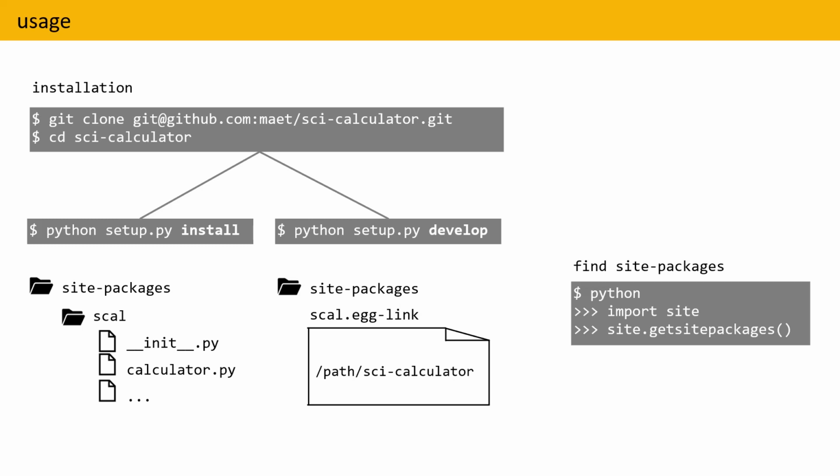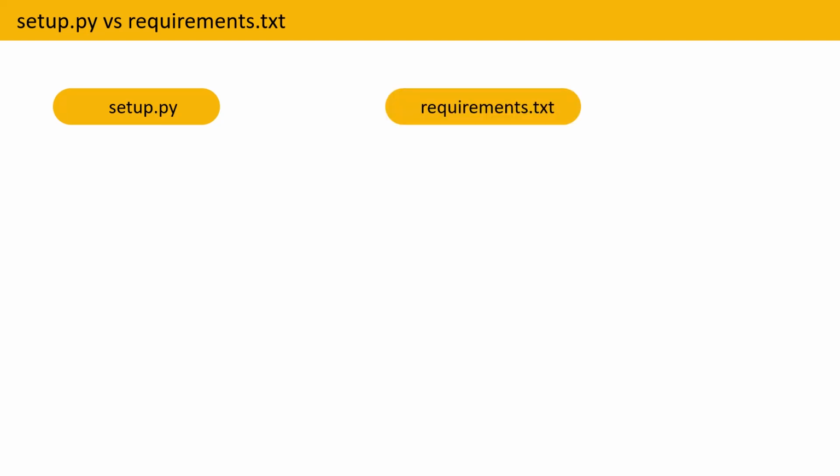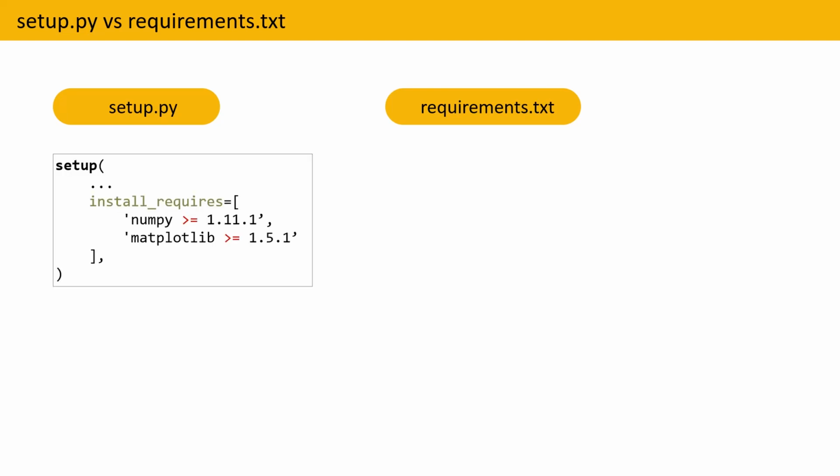When reading up on installable packages and package dependencies, you will come across an alternative method to setup.py that uses a file usually named requirements.txt. Technically, install requires in setup.py and requirements.txt are doing the same. They allow to specify depending packages and their version numbers. Their intent or purpose, however, is very different.